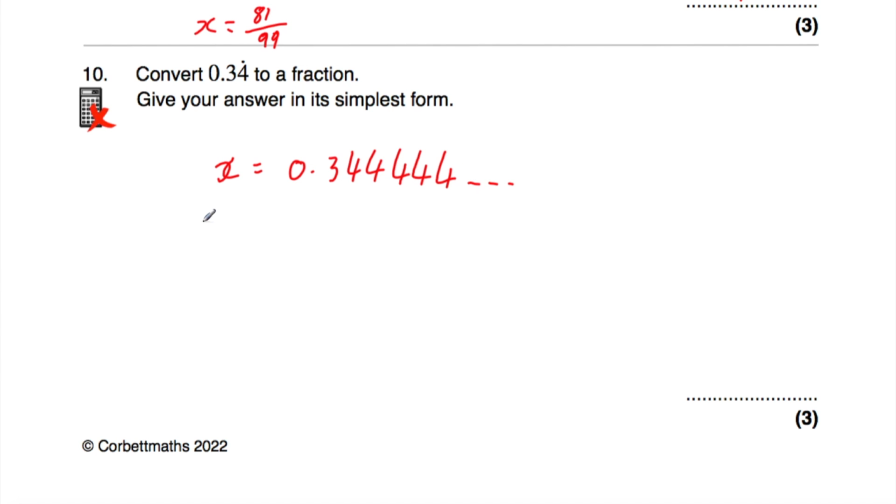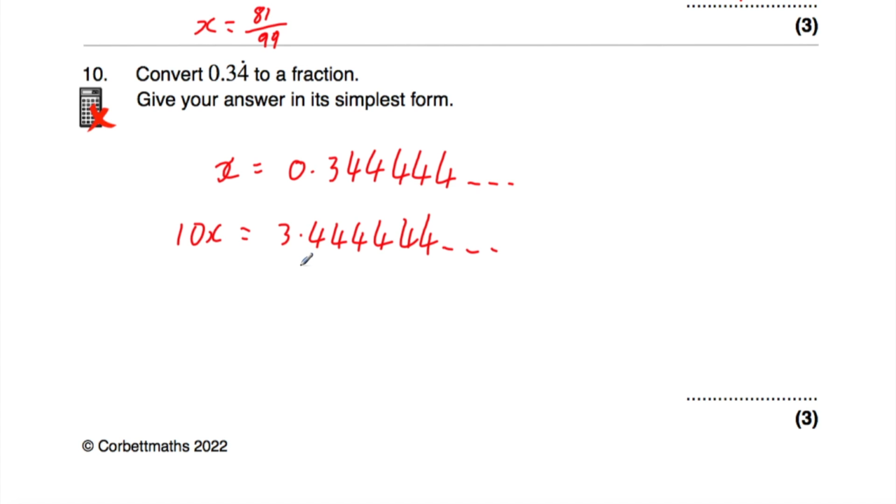Now, whenever we're changing our recurring decimals into fractions, it's great if we can just have the recurring bit after the decimal point. So here we've got 0.3, and then we've got 44444 and so on. It'd be great if the 3 wasn't there and we just had the 0.44444 and so on. So if we multiply both of these by 10, we would get 10x on the left-hand side. And on the right-hand side we would get 3.44444 and so on. Now that's great because we have just got the recurring bit after the decimal point.